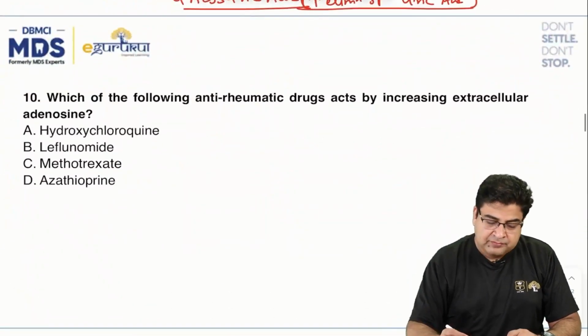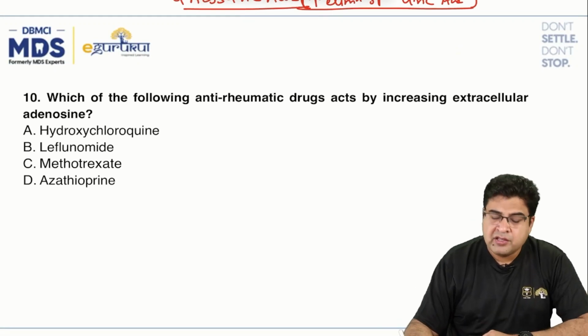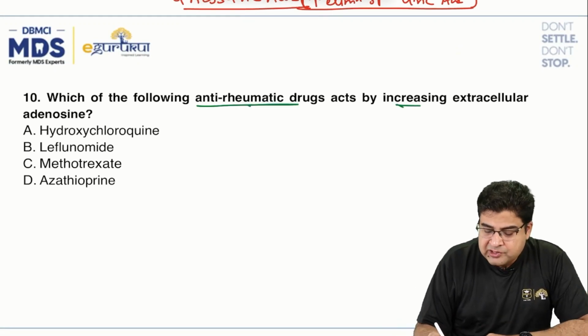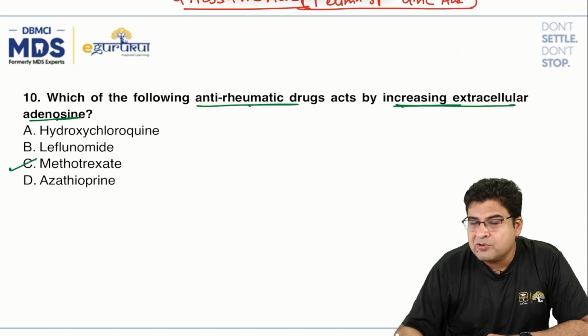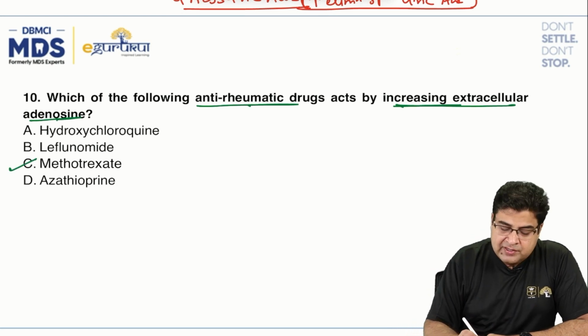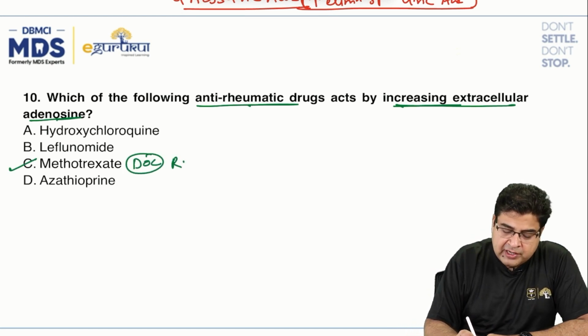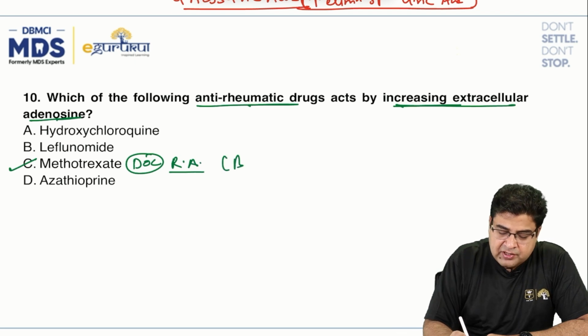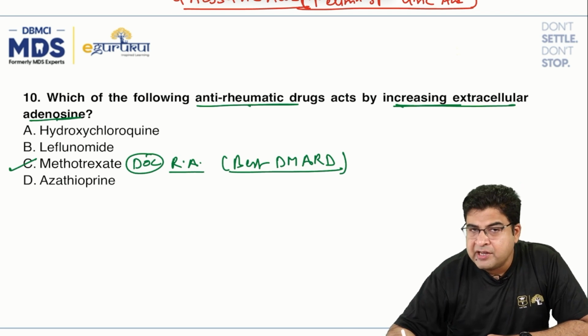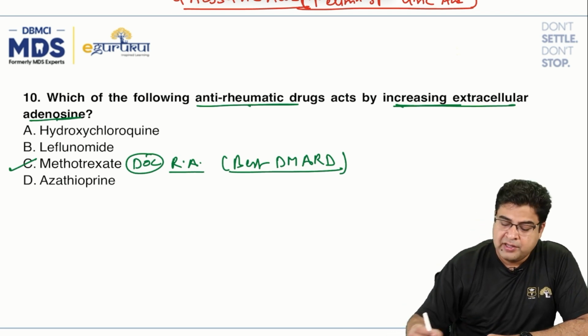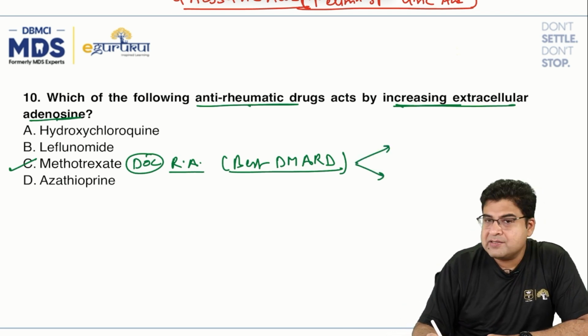Question number 10, which of the following anti-rheumatic drugs acts by increasing extracellular adenosine? The answer is methotrexate. So methotrexate is a drug of choice for rheumatoid arthritis. It's the best disease modifying anti-rheumatoid drug to be used clinically, and this medicine has two mechanisms of action.